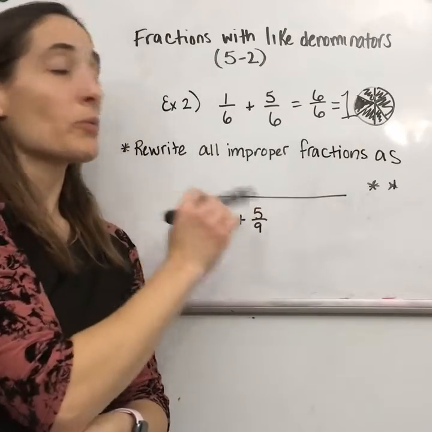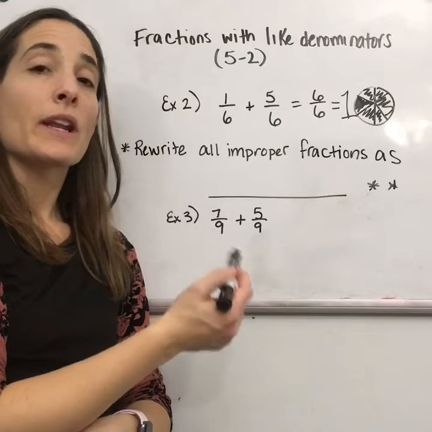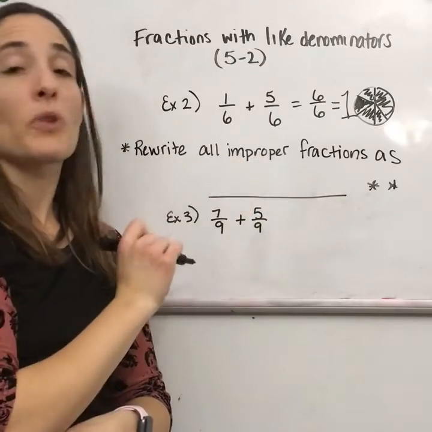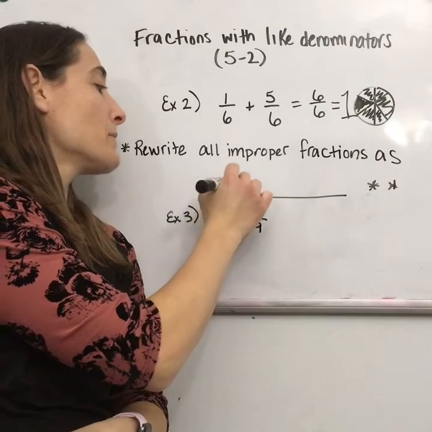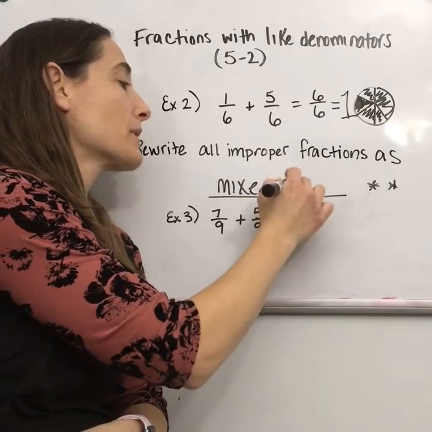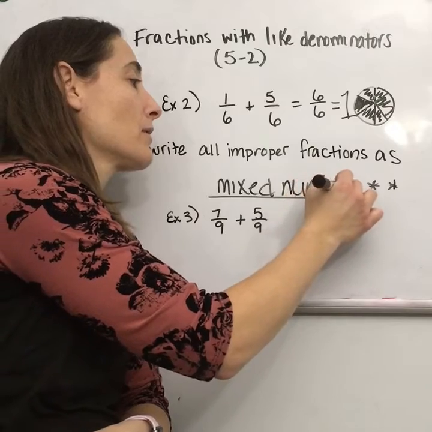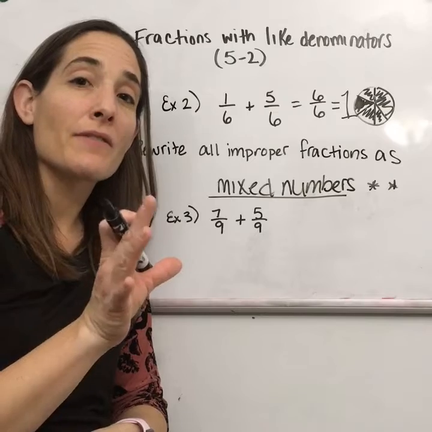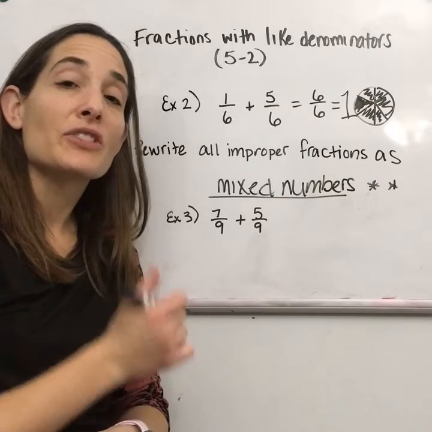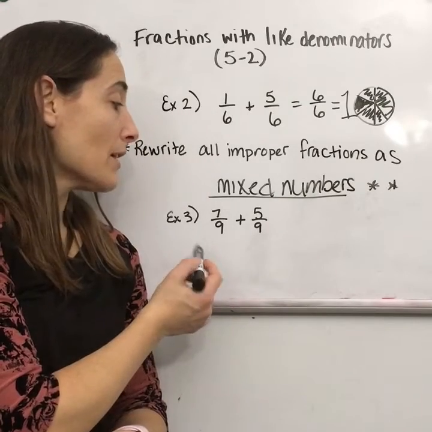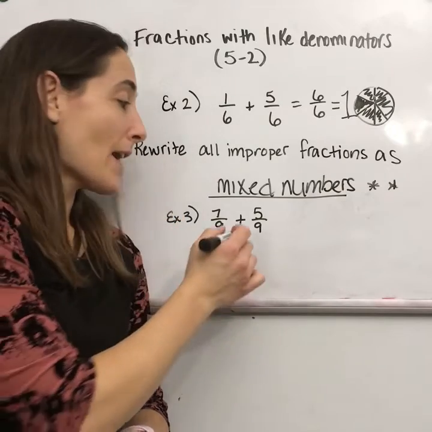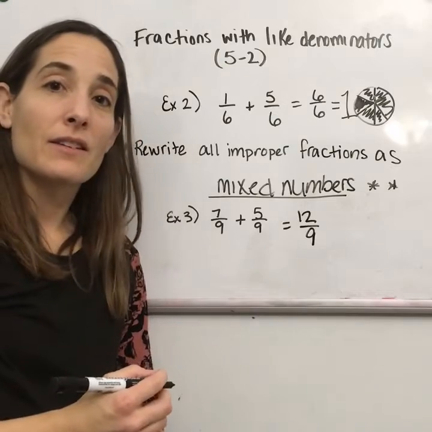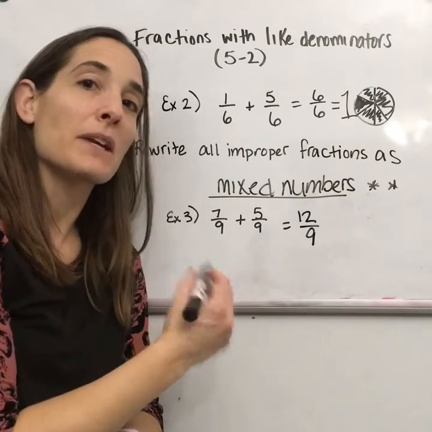Now, sometimes when we add our fractions, we're going to end up getting an improper fraction. So rewrite all improper fractions as mixed numbers so we can see your answer according to how many wholes you have and how many parts you have left over. So for example, number 3, if I have 7/9 and I add 5/9, my answer is 12/9. Well, I want to change that to a mixed number.